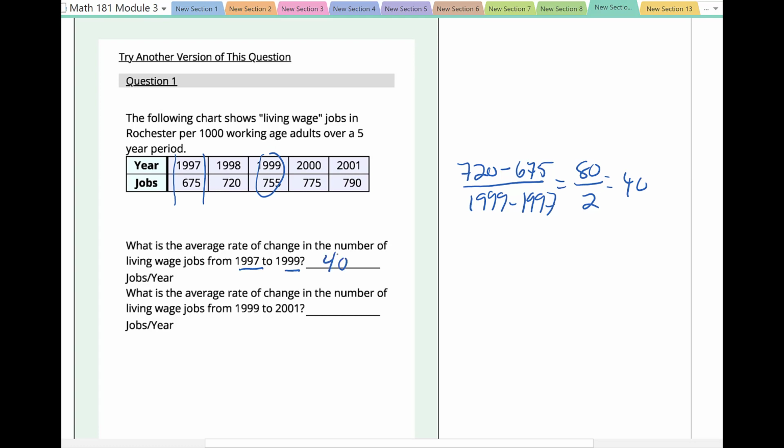And in the second case, it's from 1999 to 2001. So same type of thing. 790 minus 755 over 2001 minus 1999. And that's going to be 35 over 2, so 17.5 jobs.